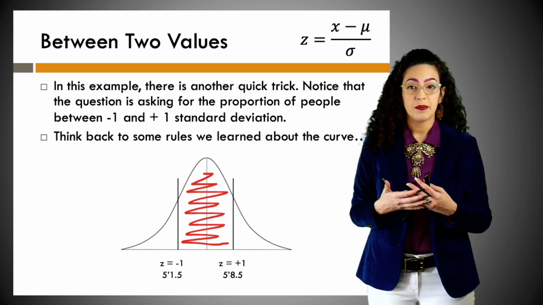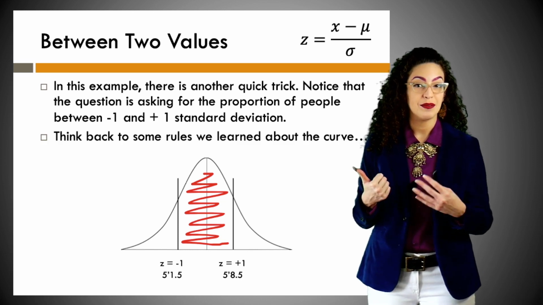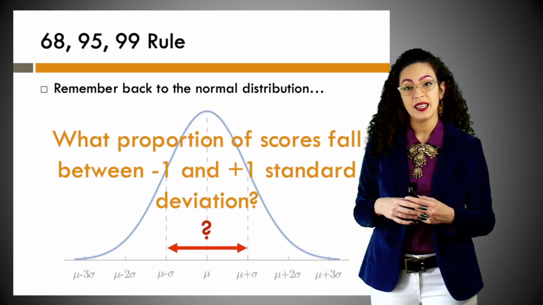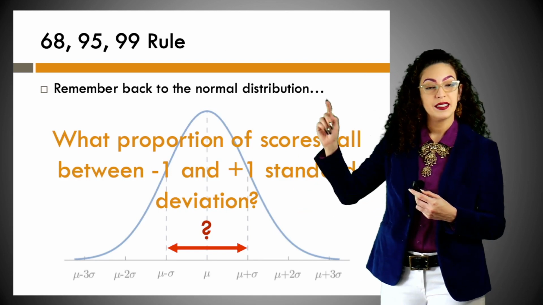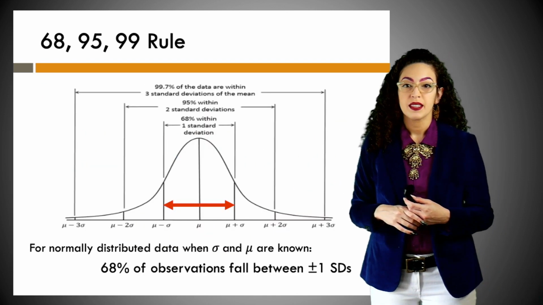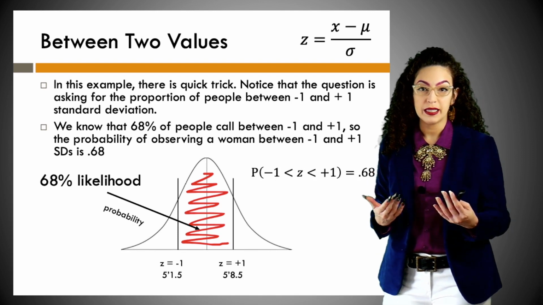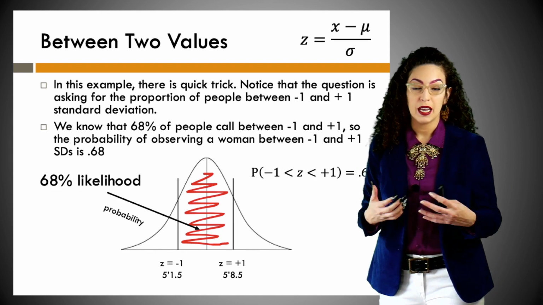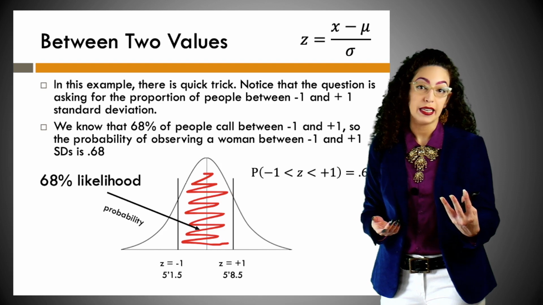Going back to our example, as we've said, there is already a quick trick. If you notice that from -1 to +1 standard deviations, we know from our rules that what proportion falls between -1 and +1? 68%. So in this example, our quick trick immediately told us that from -1 to +1, 68% of women will have a height between 5'1½" and 5'8½".